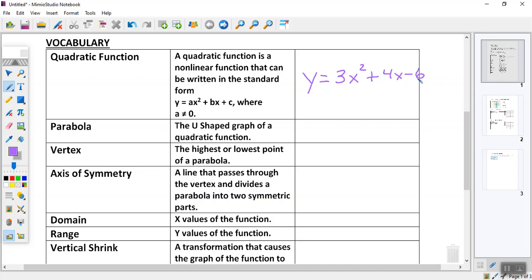Okay, and if I ask you this question, what degree is this function? What would you tell me? 2. Degree 2. What's the leading coefficient? 3. And since this is degree 2, all quadratic functions are going to be of degree 2. Okay? Now, the shape that they're going to make is called a, what's the word here? Parabola.